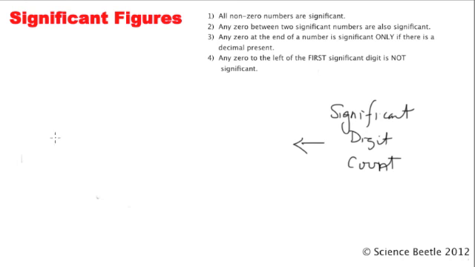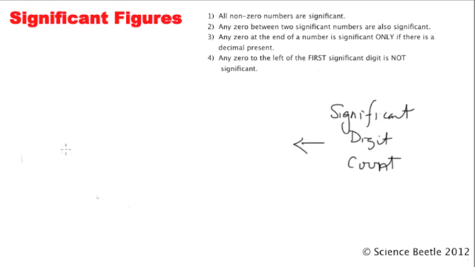Let's say that we have this number here, 101. Again, starting off with rule number 1, we know that the 1 is significant on this side and the other 1 is significant. Any zero between two significant figures is also significant. Since the 0 is between two significant figures, in the middle, the 0 is also significant. So that means that our total count here for significant digits is going to be 3. Okay, let's go and try a different problem just for practice.